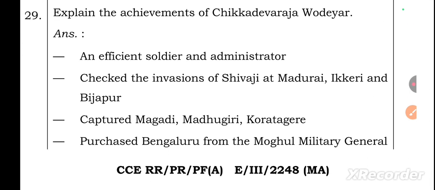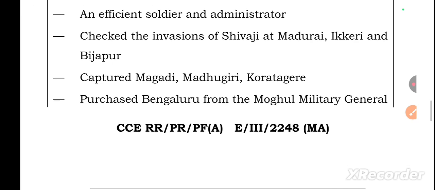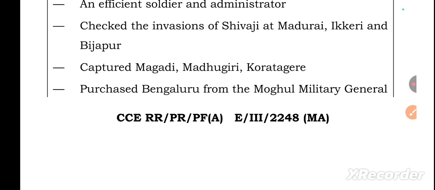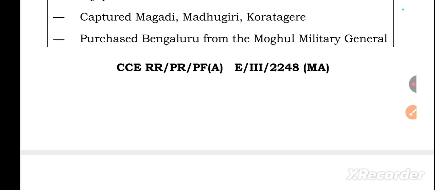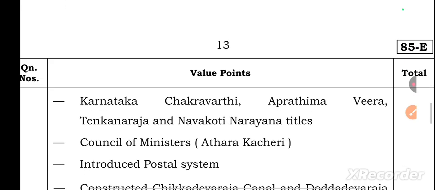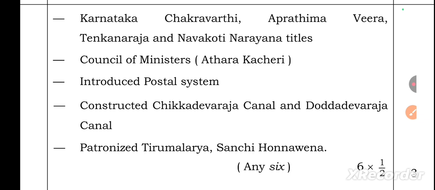29th question: explain the achievements of Chikkadevaraja Wodeyar. This is also a very important question, VVIMP. An efficient soldier and administrator, checked the invasions of Shivaji at Madurai, Ikkeri and Bijapur, captured Magadi, Midigeshi and Koratagere, purchased Bengaluru from the Mughal military general.